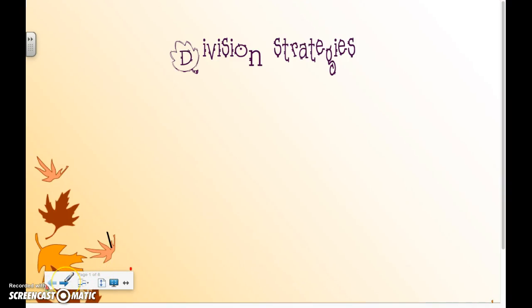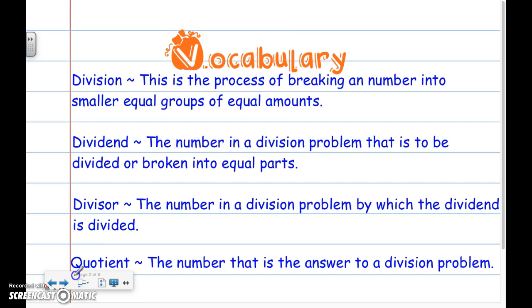Please have your sheet ready to record the definitions. Vocabulary. Division. This is the process of breaking a number into smaller equal groups of equal amounts. And then make sure you do your example and your non-example.